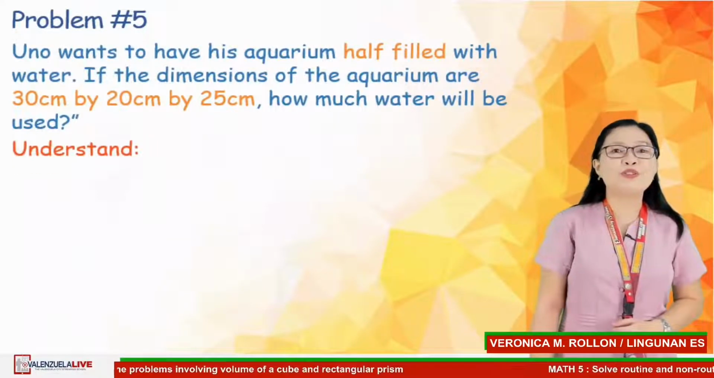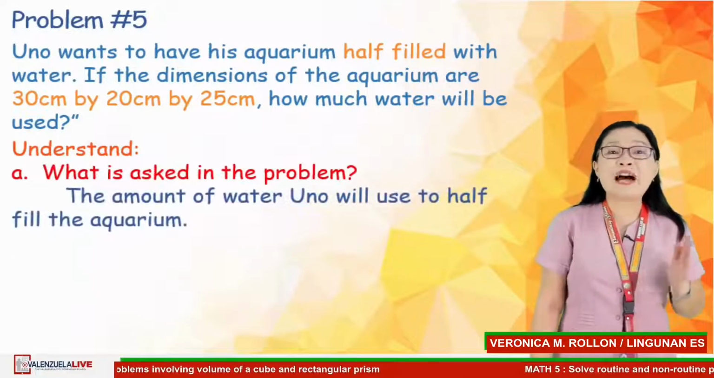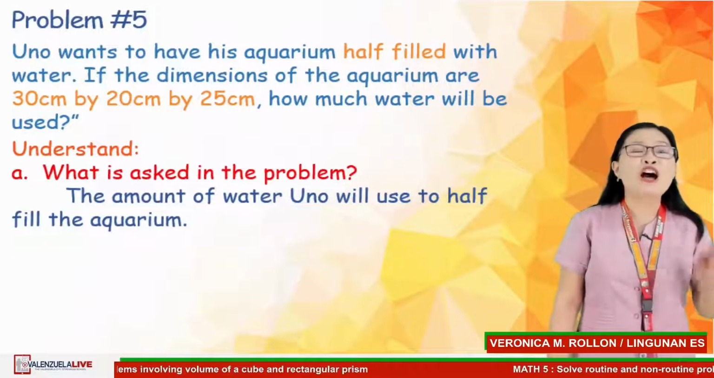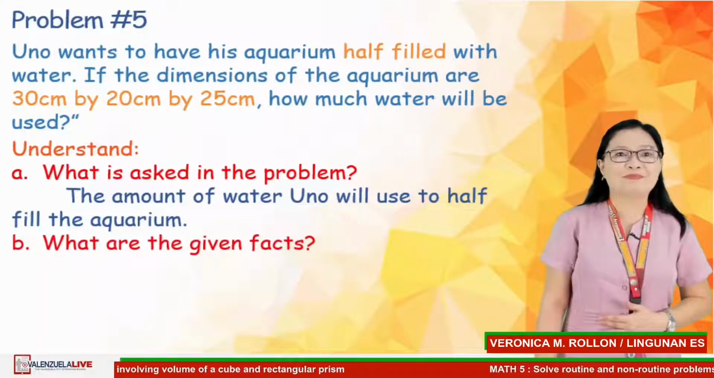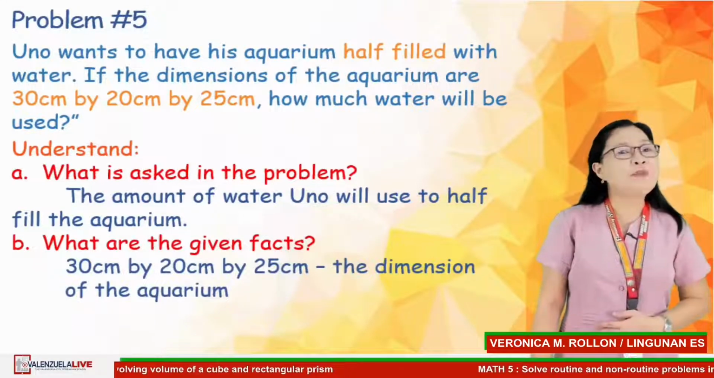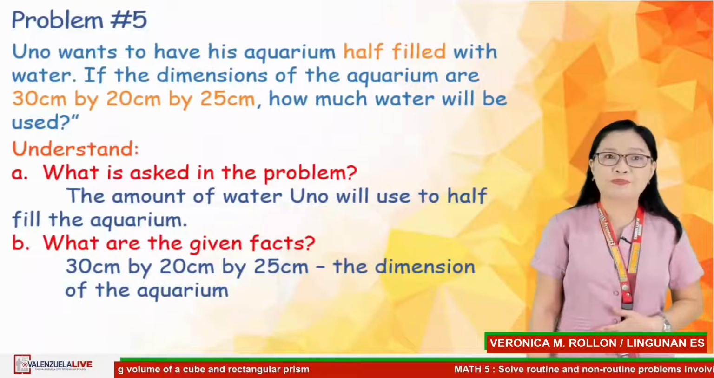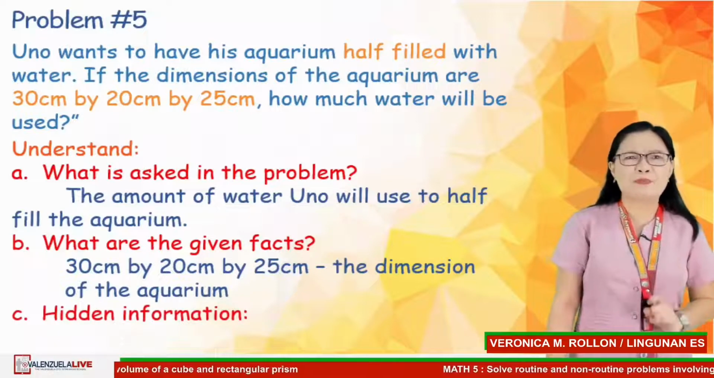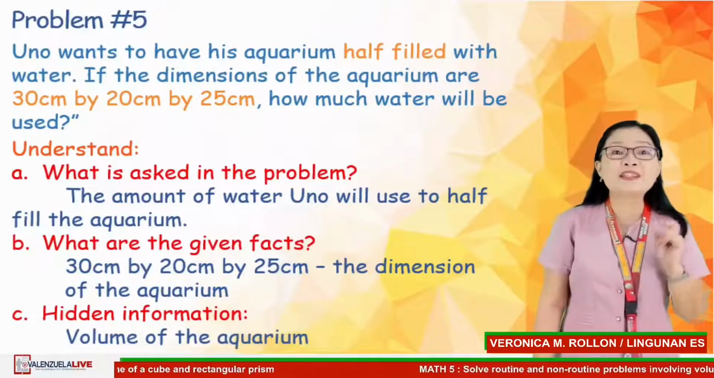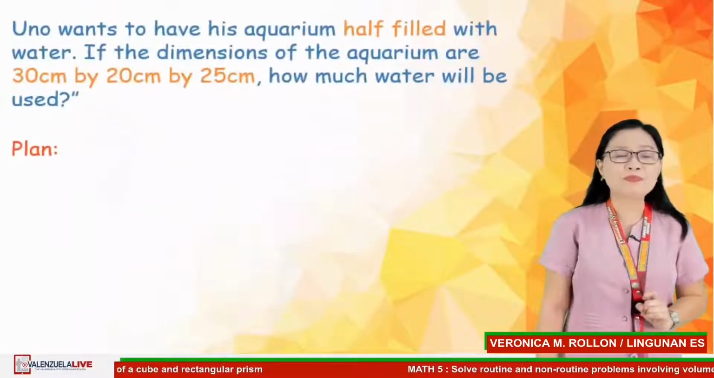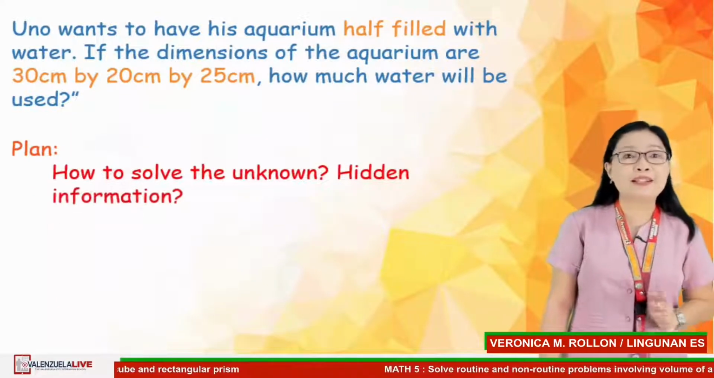How are we going to solve? Let's understand. What is asked in the problem again? It's the amount of water Uno will use to half fill the aquarium. What are the given facts? 30 centimeters by 20 centimeters by 25 centimeters is the dimension of the aquarium. What is the hidden information? In this problem, there is a hidden information. Yes, it's the volume of the aquarium. Let's plan. How to solve the unknown and how to solve the hidden information.